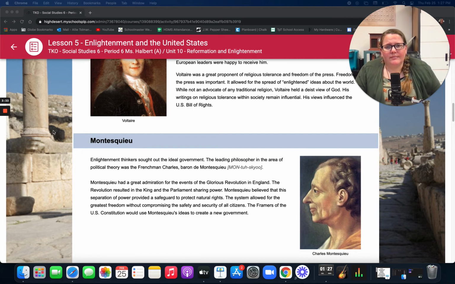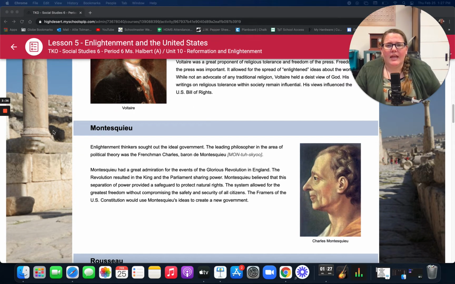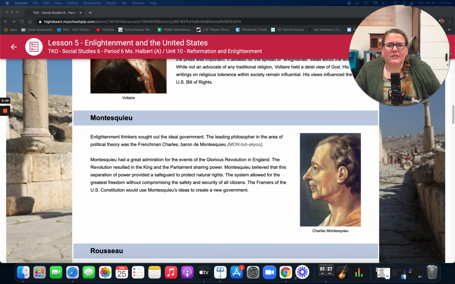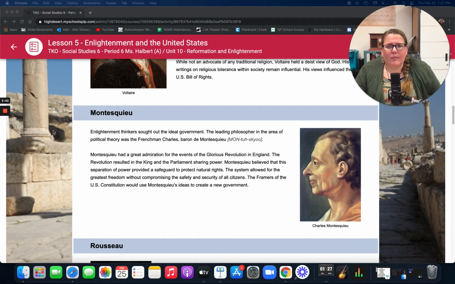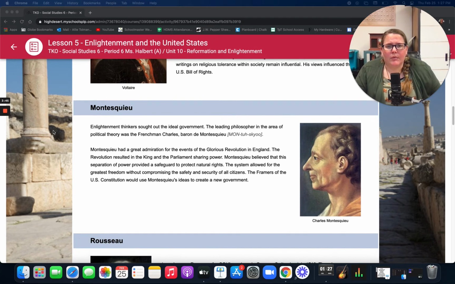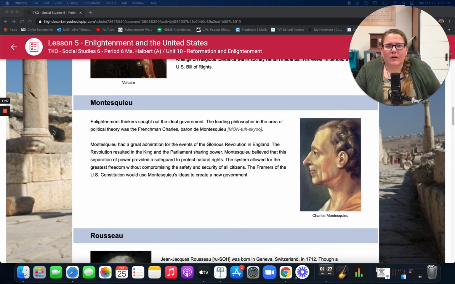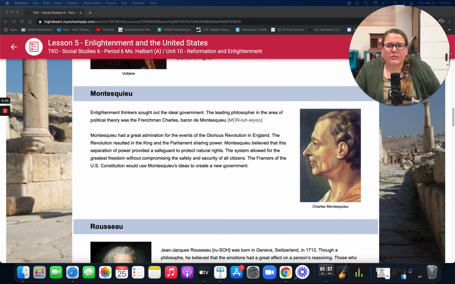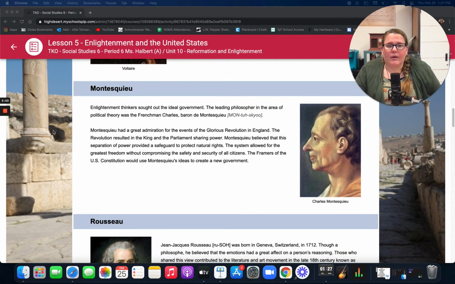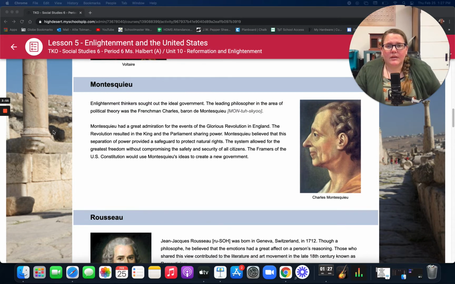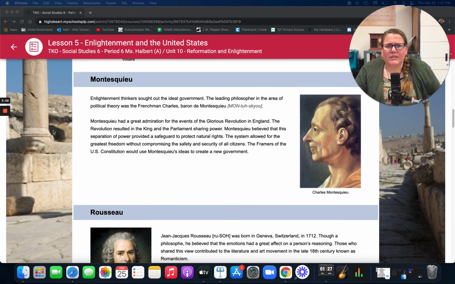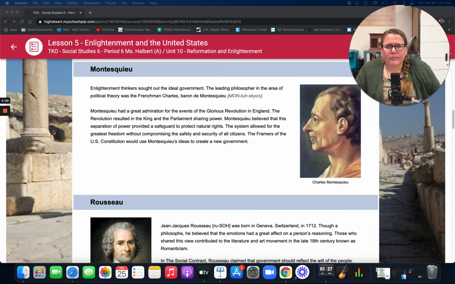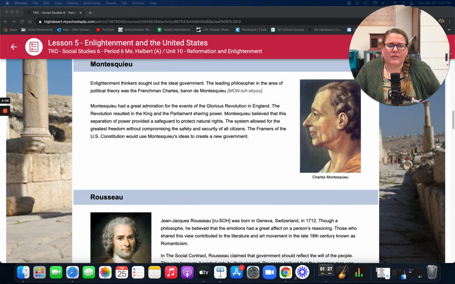Montesquieu. Enlightenment thinkers sought out the ideal government. The leading philosophe in the area of political theory was the Frenchman Charles Baron de Montesquieu. Montesquieu had a great admiration for the events of the Glorious Revolution in England. The revolution resulted in the king and the parliament sharing power. Montesquieu believed that this separation of power provided a safeguard to protect natural rights. The system allowed for the greatest freedom without compromising the safety and security of all citizens.